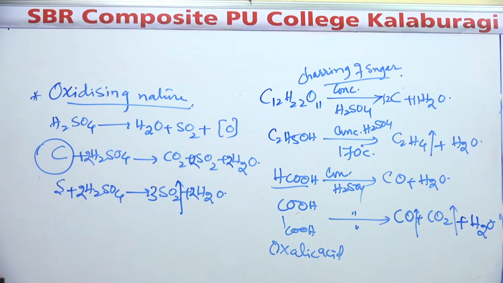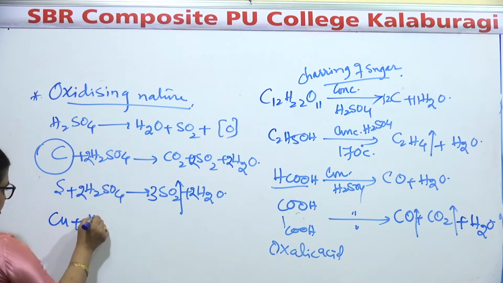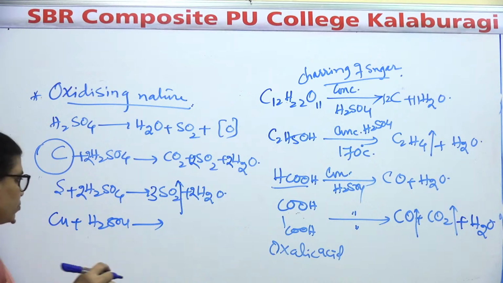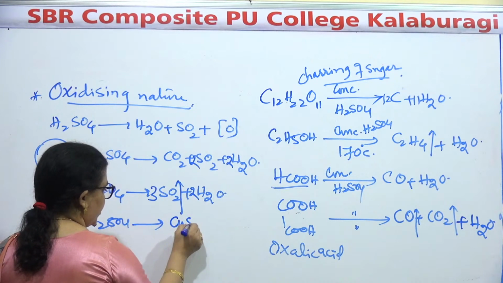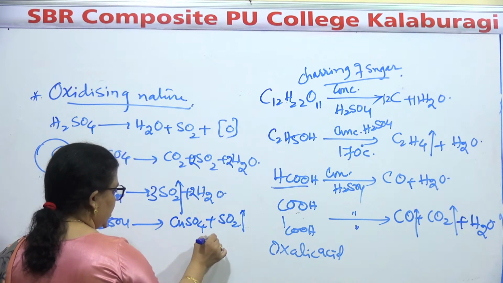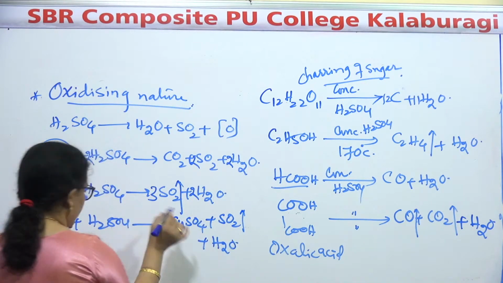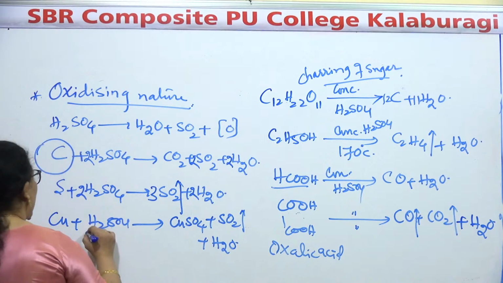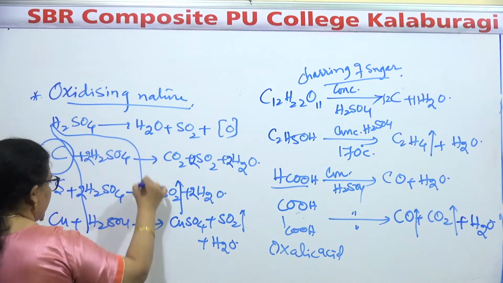Even when it reacts with the least reactive metal like copper, it can convert it into copper sulfate and sulfur dioxide. Copper with sulfuric acid will produce copper sulfate, CuSO4, along with the liberation of sulfur dioxide and water. Balance this equation yourself. So all these reactions indicate that sulfuric acid can act as an oxidizing agent.